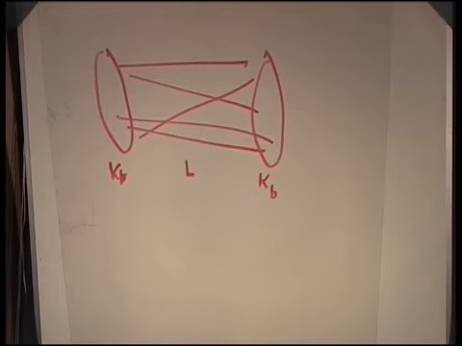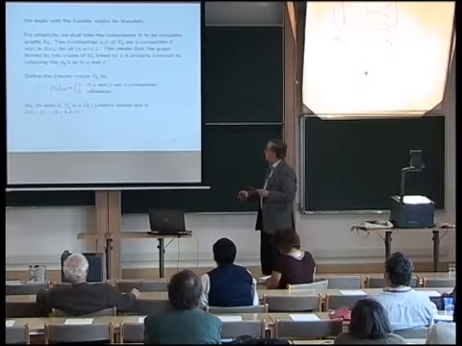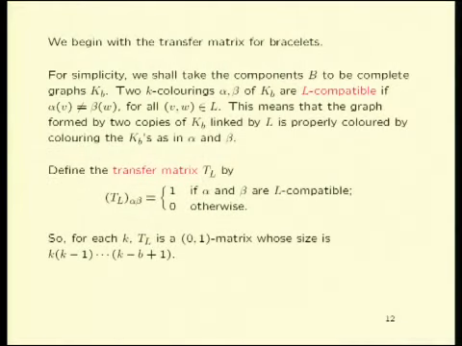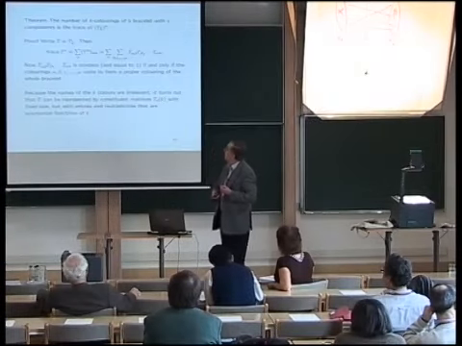So the transfer matrix is then defined by the formula that's here. The 0, 1 matrix, the rows and columns are labeled by the colorings of the base graph, which is just a complete graph in this case. And if the two colorings are compatible, by which I mean if you color this one with the coloring alpha and this one with the coloring beta, then the whole graph with the links in it is properly colored. Technically that just means that this vertex here has a different color from the vertex to which it's joined over there. But then we get the transfer matrix that we're looking at.